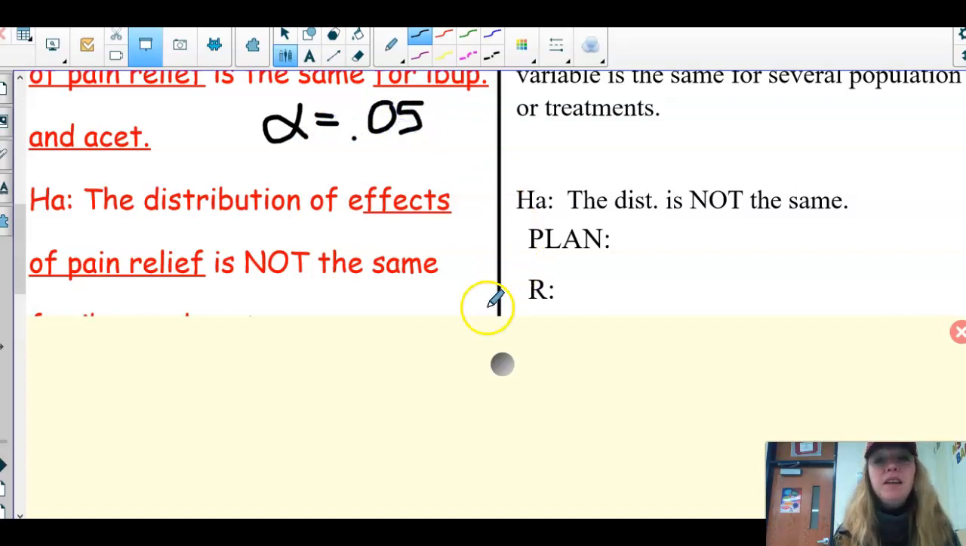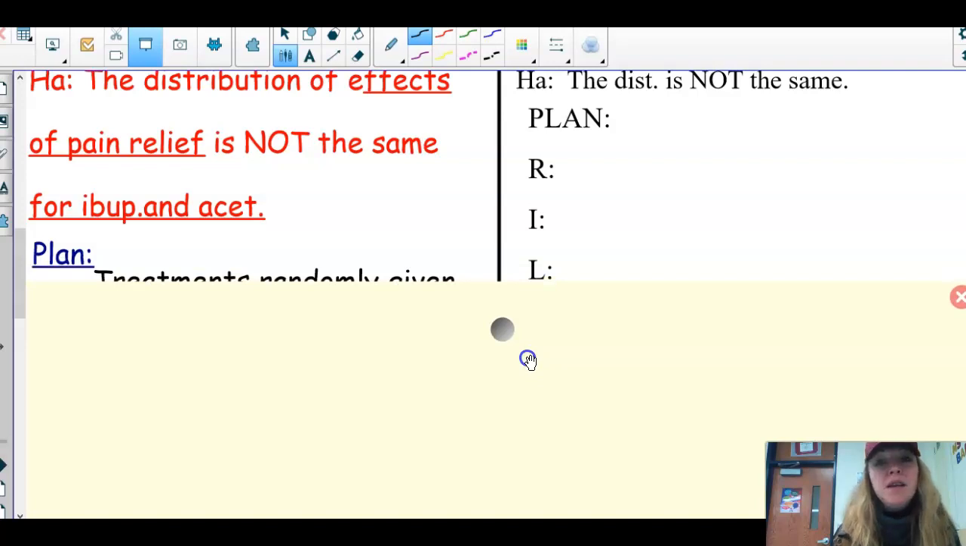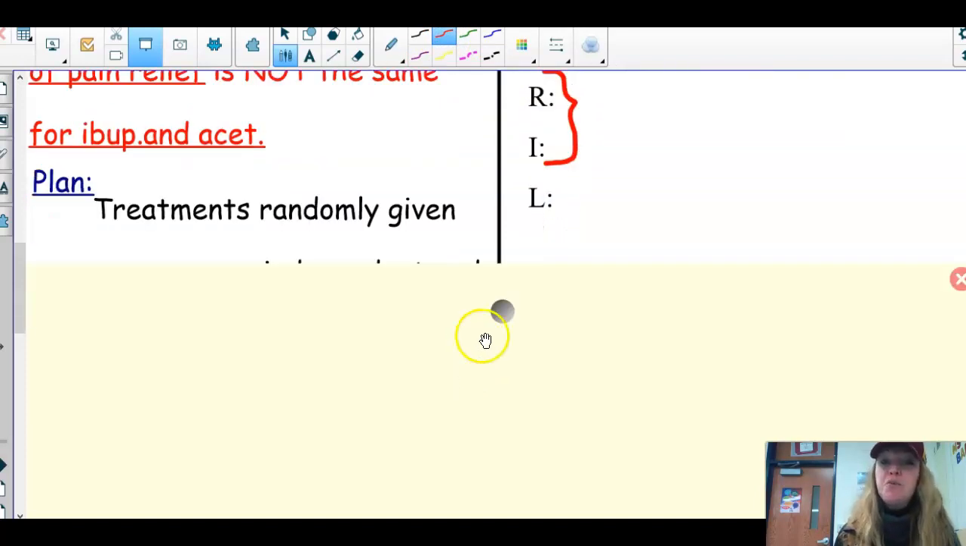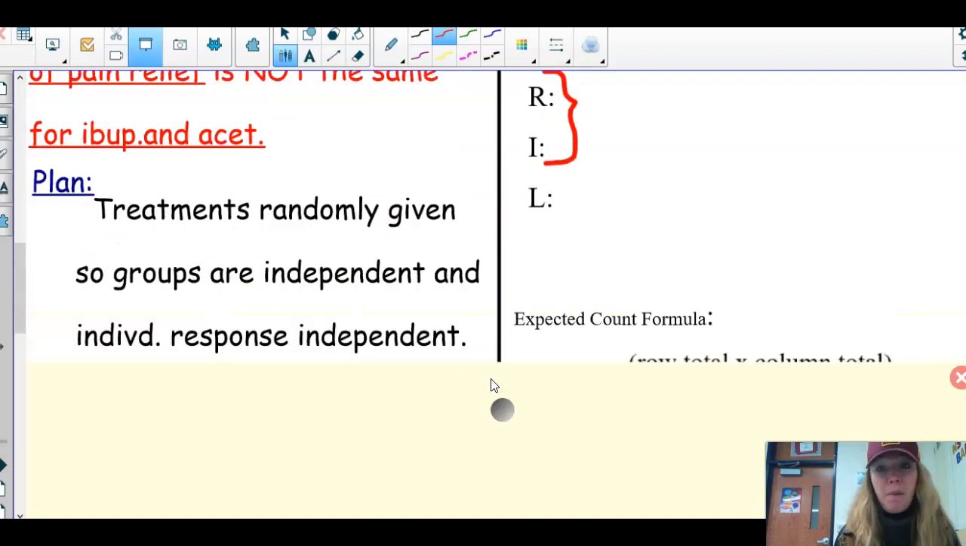We need to keep it real, guys. Now, we are dealing with an experiment. So when we're dealing with an experiment, your R and your I change, right? We say treatments are randomly given, so groups are independent and individual responses are independent.